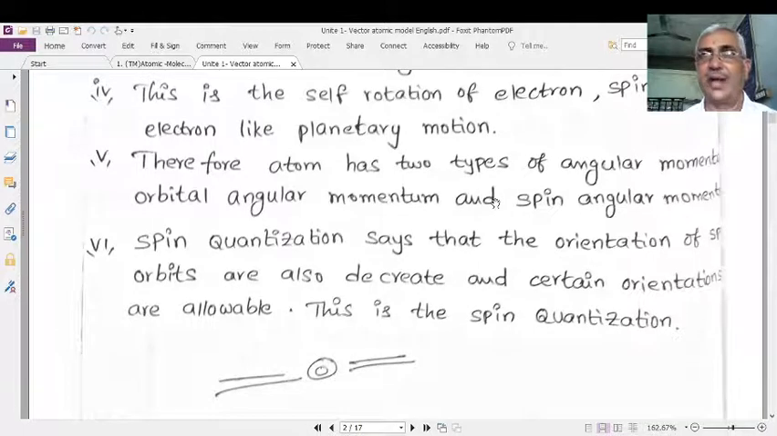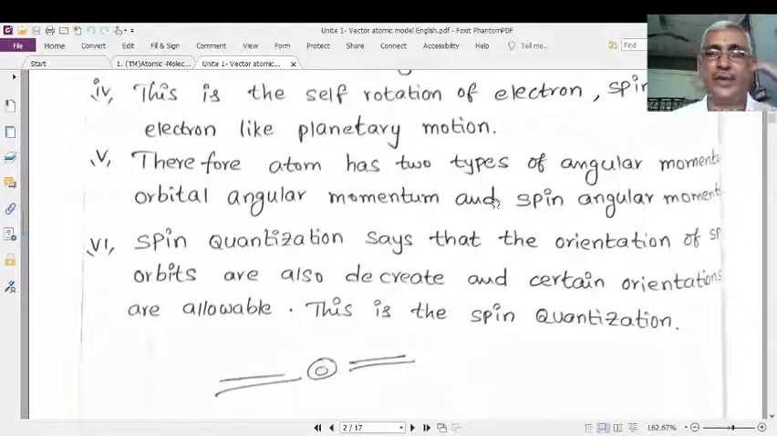Thus, they need another quantum number in order to quantize the spin angular momentum. These two quantum numbers are related to two types of vectors: one is the orbital angular momentum vector, the other one is the spin angular momentum vector. Therefore, this atomic model is known as the vector atom model, or they named this atomic model the vector atom model.